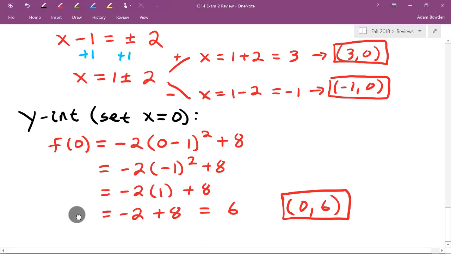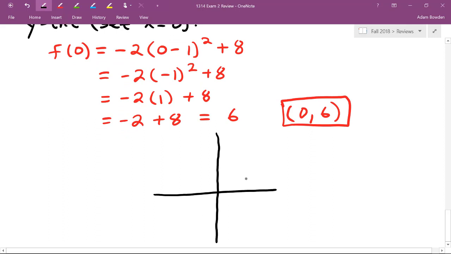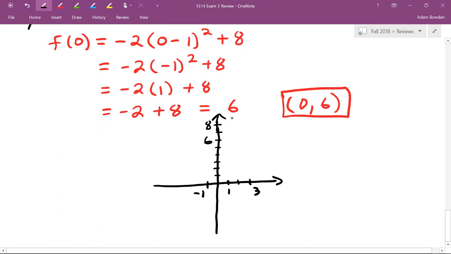Now we can put all of our intercepts and our vertex together to draw the picture. Okay, our x-intercepts are at -1 and +3. The y-intercept is at 6. Our vertex is at (1, 8). And so now we'll just draw the parabola up through our intercepts to the vertex. And since it's opening down, it'll come down through the other intercept.